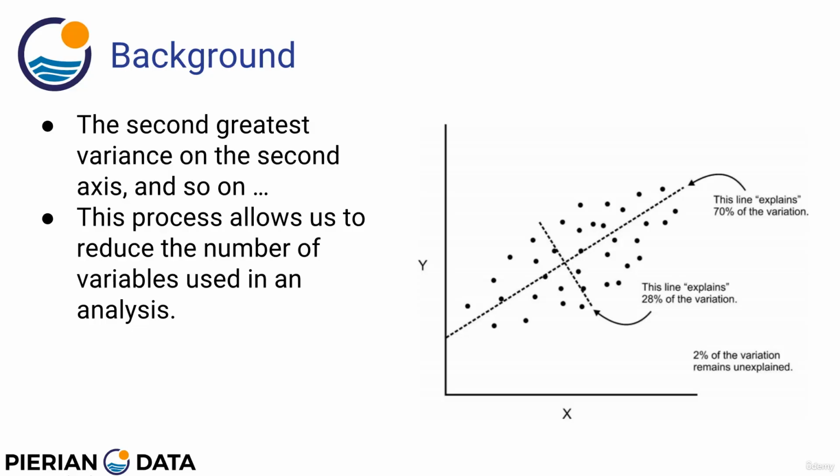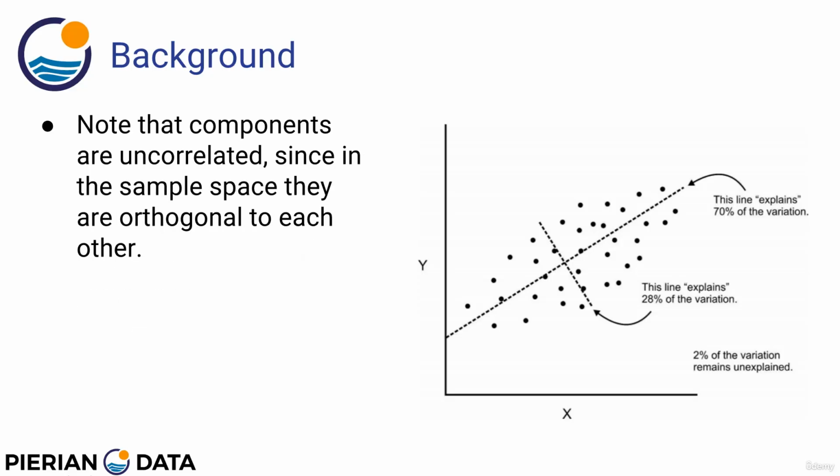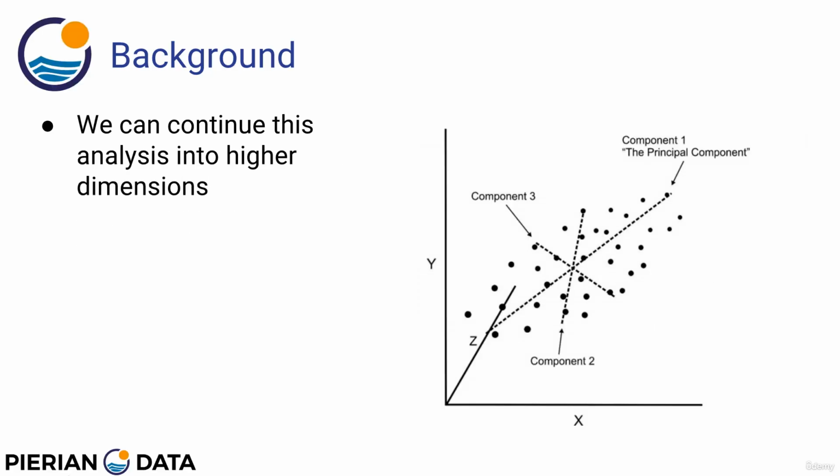If we look back at our figure, we can see that the first principal line explains 70% of the variation, and the line orthogonal to that explains 28% of the variation. Right now we have 2% of the variation remaining unexplained. Note that the components are uncorrelated, since in the sample space they are orthogonal to each other, or at direct right angles. And we can continue this analysis into higher dimensions.